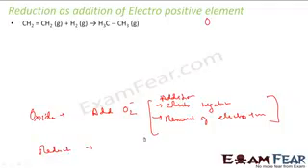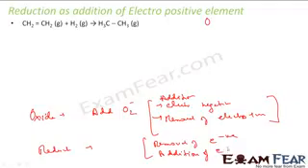Similarly for reduction, just flip this. This is addition of electronegative, so it will be removal of electronegative. This is removal of electropositive, so this will be addition of electropositive, correct? So this one says reduction is addition of electropositive element.